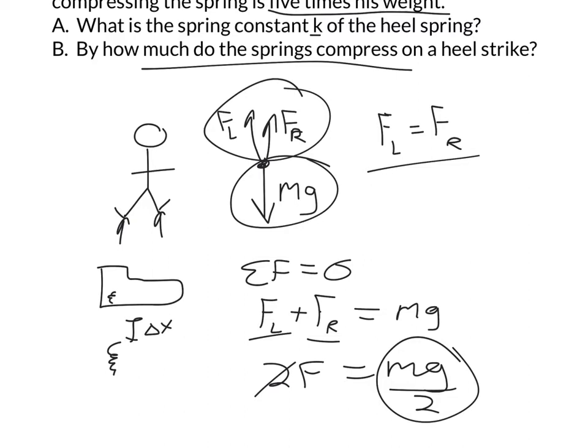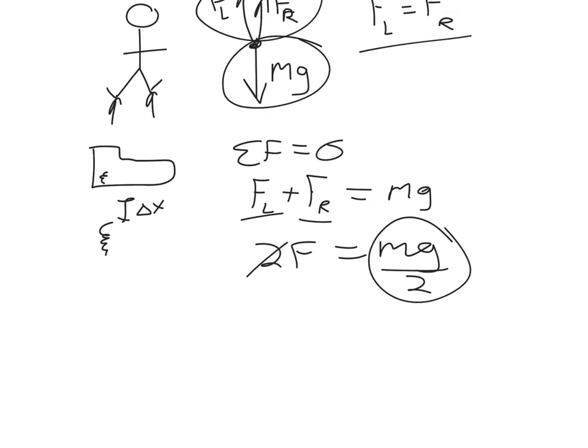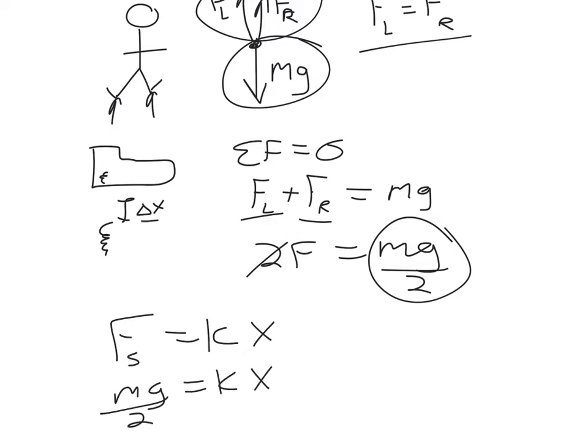Okay? Now, so we'll put that into our spring equation. F, the force on the spring, equal to kx, and that force is mg over 2 equal to k times whatever that is. And we have that x.